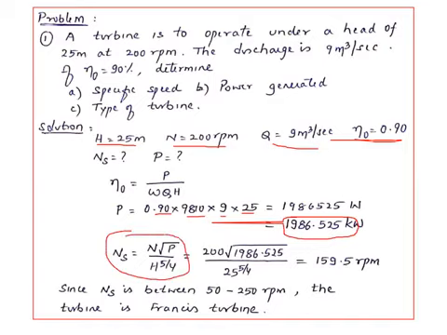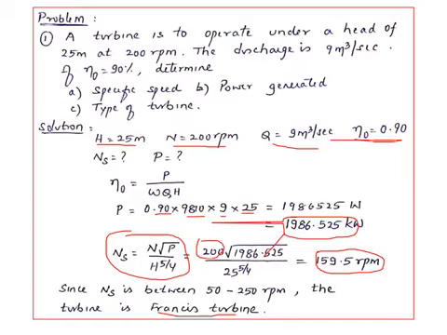You know that in specific speed we have to always substitute P in kilowatts. That's the reason it is converted into kilowatts. So substitute here. The operating speed is 200 rpm, whereas H is 25. So we get 159.5 rpm. Since the specific speed is between around 50 to 250, the type of the turbine is Francis turbine. So this is how you can identify the type of the turbine to be used.